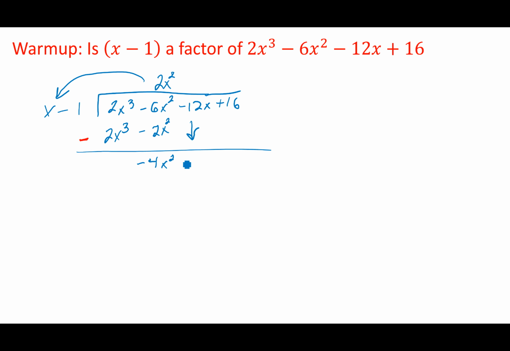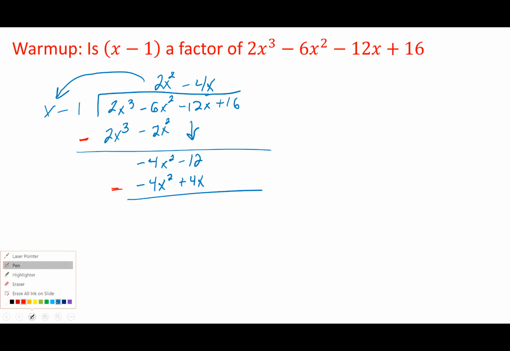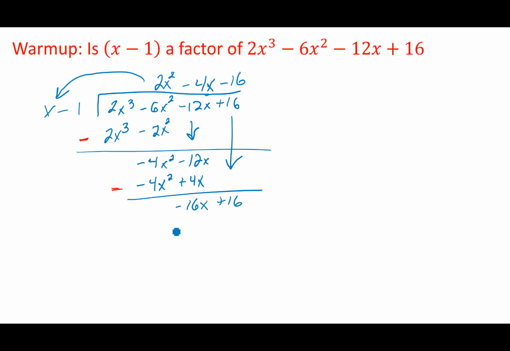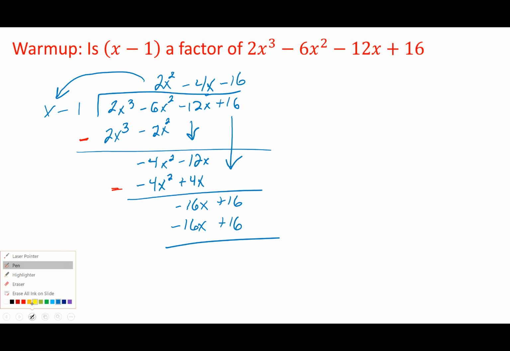Bring down the negative 12x. So now I continue on. This would be a negative 4x. As I go around, that would get me my negative 4x squared plus 4x. That goes to 0. Again, I am subtracting. So I have negative 12x minus positive 4x, which would be regular subtraction. So that's negative 16x. Bring down the positive 16. So this has to be a negative 16. Go around, so it's negative 16x plus 16. My same signs are what I want to happen, because then that's going to make it go to 0.